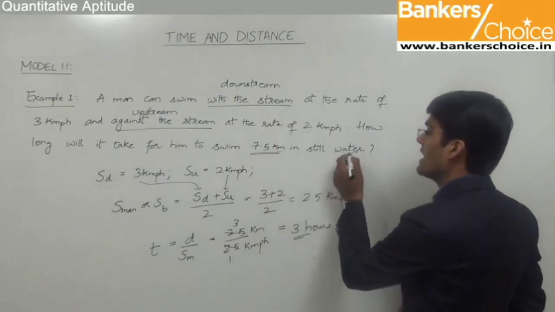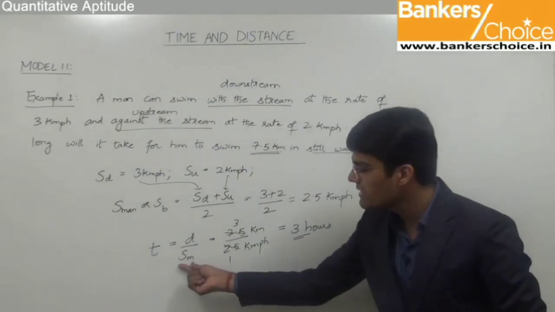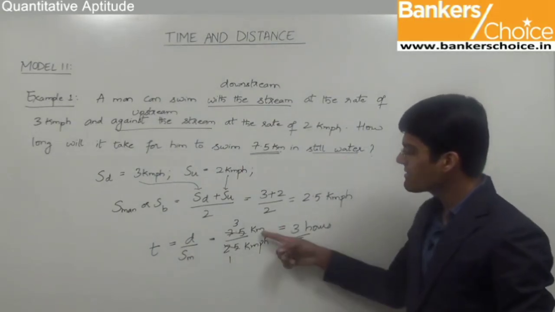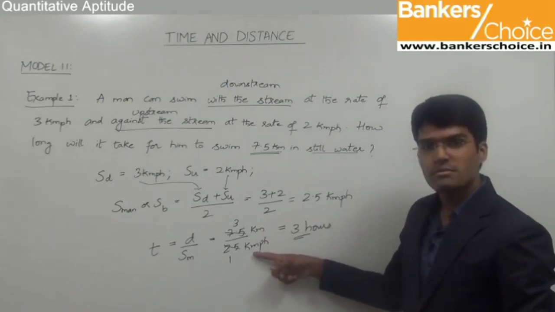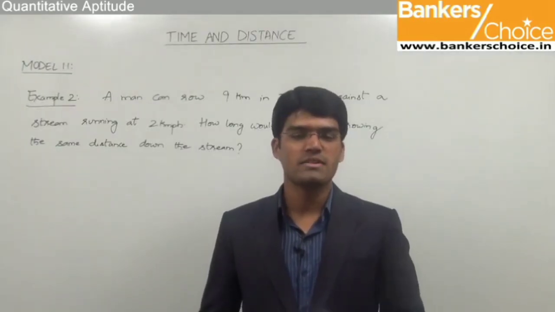That is very important to understand: he is covering this distance in still water. So that is the reason we need to consider the speed of the man in still water. Right? So that will be 3 hours, because the units are kilometers and kilometers per hour, the time will be in hours. Let us now take another example from boats and streams.